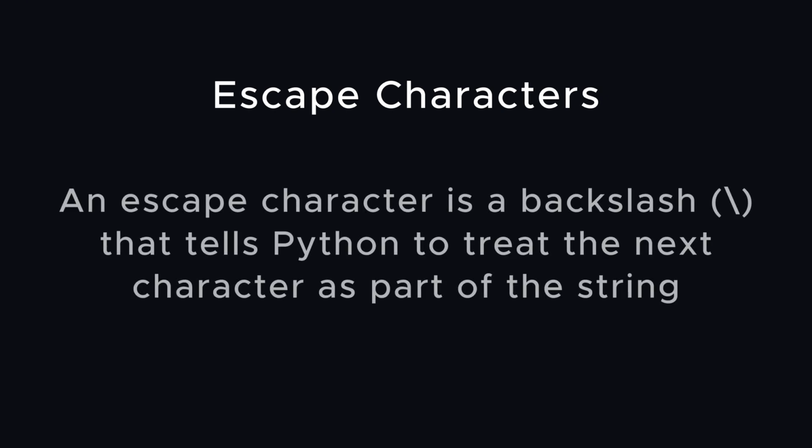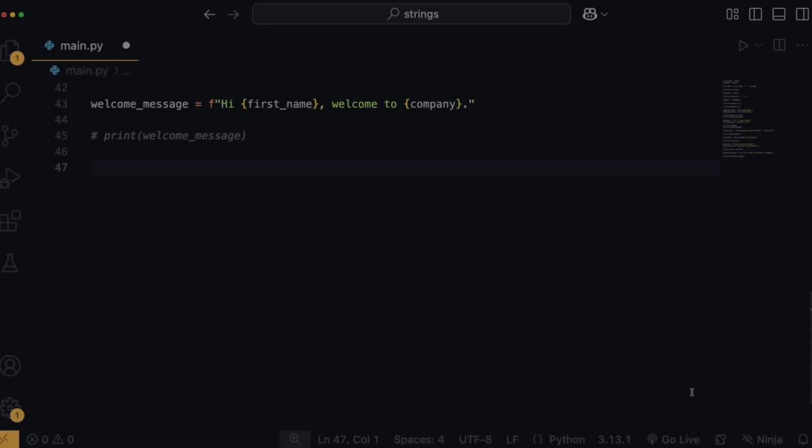And all an escape character is a backslash, and that tells Python to treat the next character after the backslash as part of the string rather than a special character. Therefore, Python doesn't end the string early and it doesn't error. So let's create a variable, common error, and use single quote marks. We'll write, I don't know why this has caused an error.